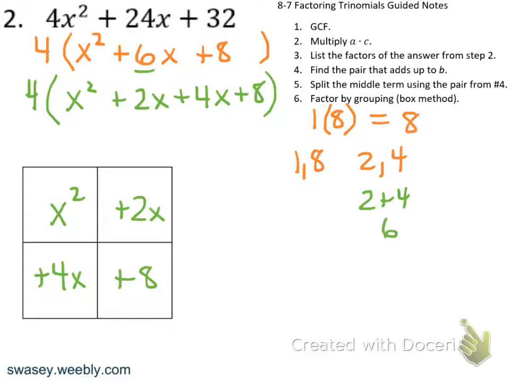Greatest common factor of the top row is x. Greatest common factor of the bottom row is 4. Now we'll divide them each. x squared divided by x gives us x. Check it for the bottom row. x times 4 is 4x. 2x divided by x is 2. Check the bottom row. 2 times 4 is 8. So now we're ready to write our final answer. Still have the 4 in front, and then we have factors of x plus 4, x plus 2.